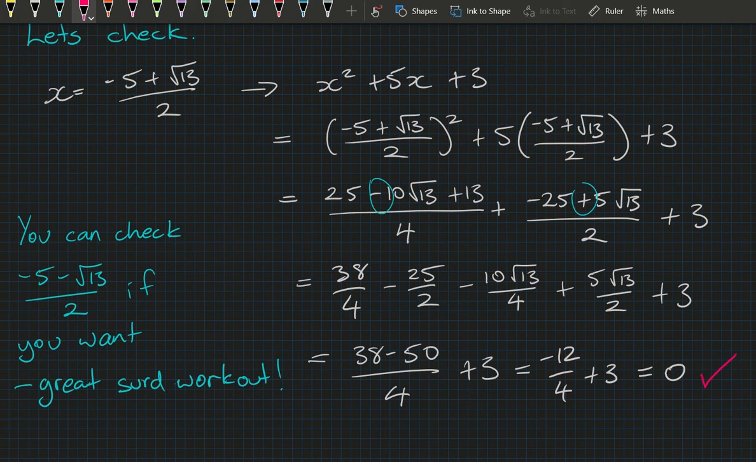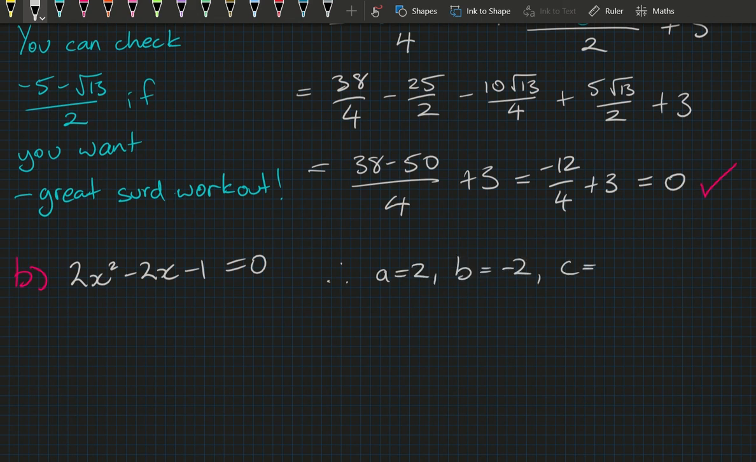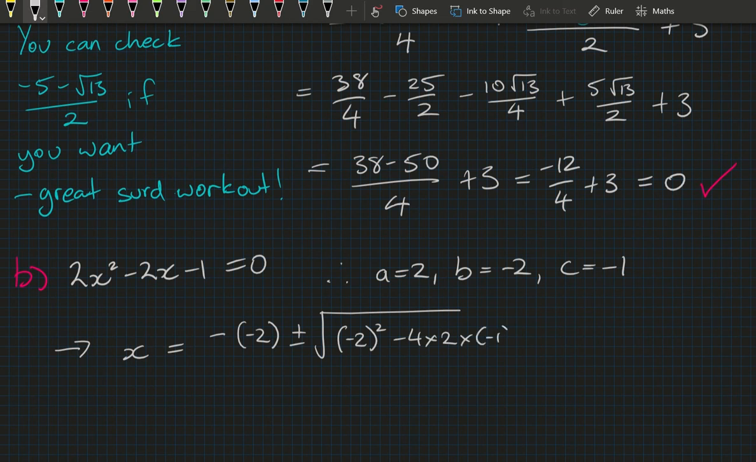Okay, let's move on to part B, where our quadratic equation is 2x squared minus 2x minus 1 equals 0. So we've got an a of 2, a b of minus 2, and a c of minus 1. Subbing those into the formula, the value of x that satisfies this is (minus (minus 2) plus or minus the square root of (minus 2) squared minus 4 times 2 times minus 1) all over 2 times 2. As I said, if you're super confident, you could skip that step. But for a lot of you, it's really important that I use the brackets and make it super clear which number represents a, b, or c, okay?